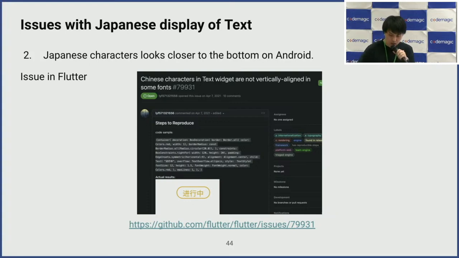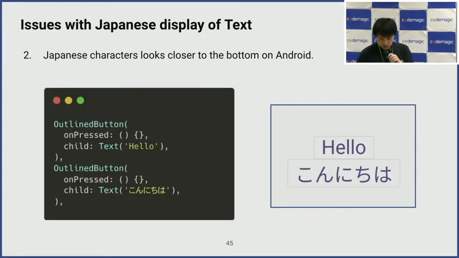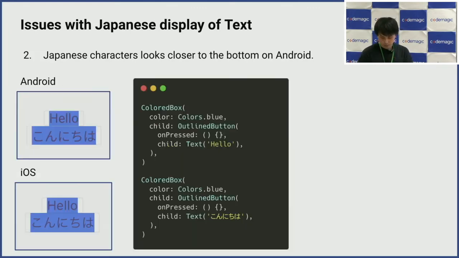Not much discussion going on. It's easy to understand when the text is displayed in an outline button like this, but the Japanese button looks a little bit closer to the bottom of the text. The text style is the same for both. I wrapped the text widget with a colored box widget for better visibility.